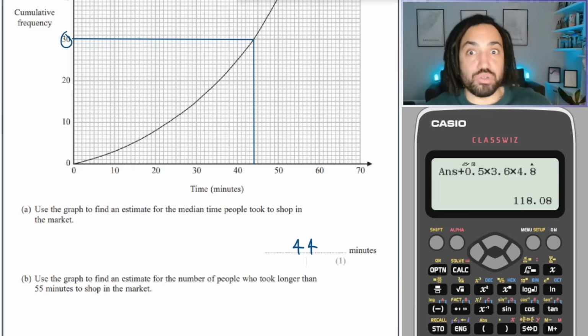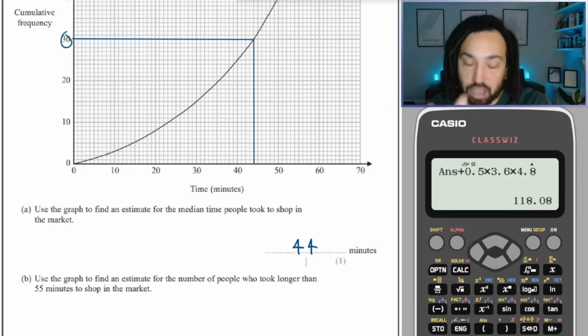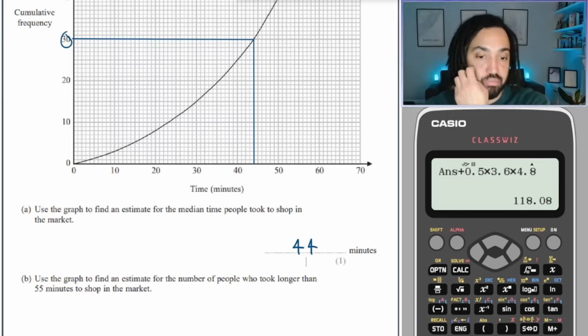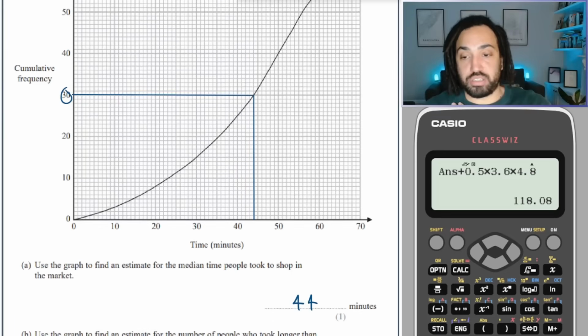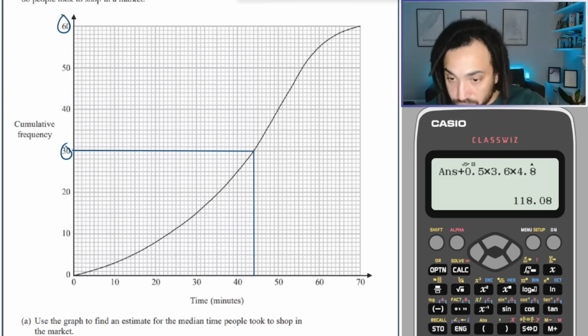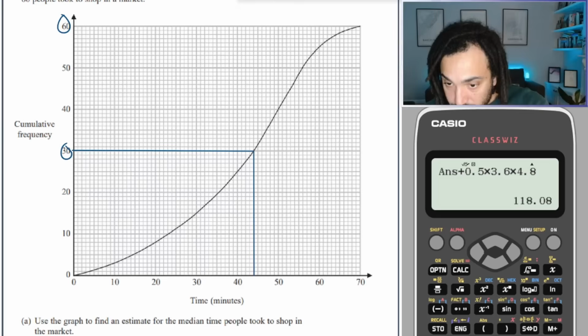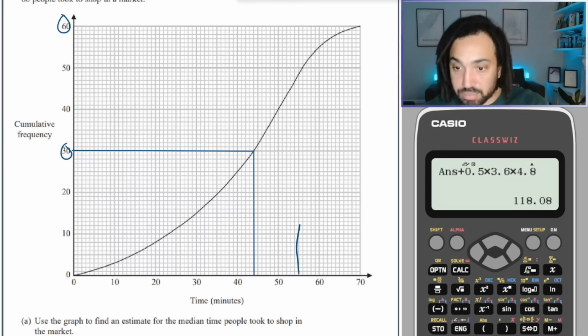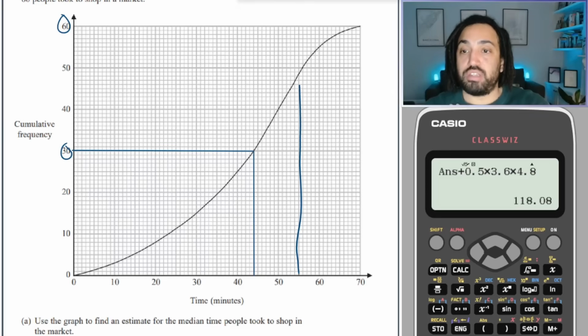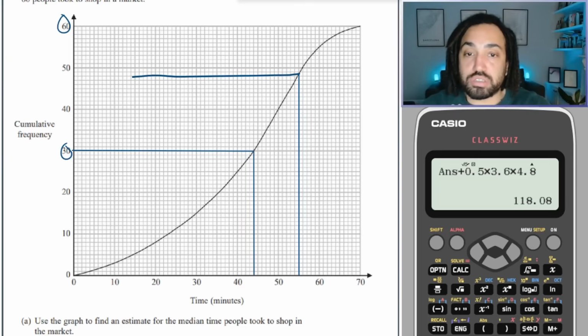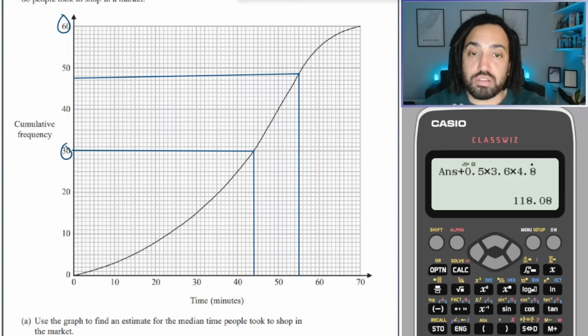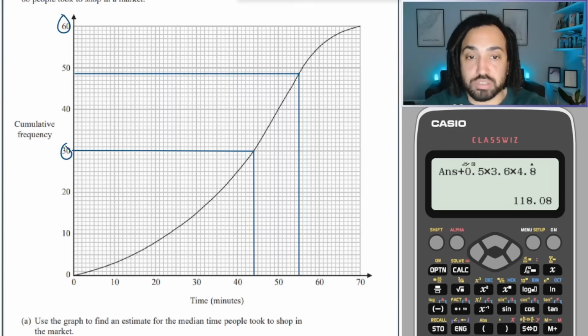Happy with that? Make sure you draw the lines on the graph. I can't stress that enough. Use the graph to estimate the number of people who took longer than 55 minutes. Okay, so we go up from 55. I hope that's about 55. Should be good. Eyesight's not as good as it used to be. Go across. That looks about right.